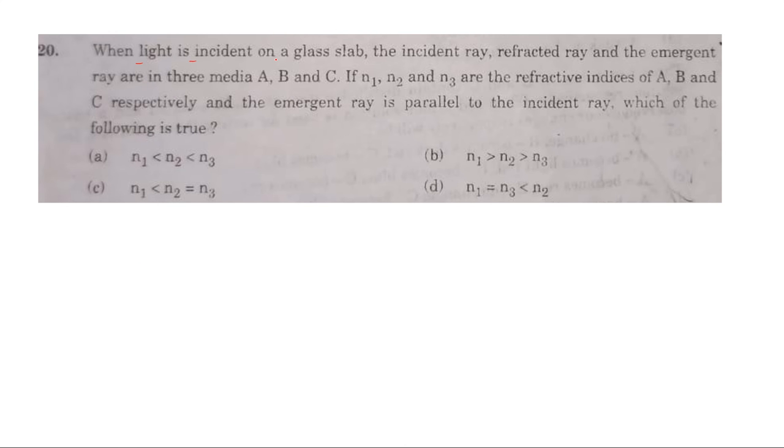When light is incident on a glass slab, the incident ray, refracted ray and the emergent ray are in three media A, B and C. If N1, N2 and N3 are the refractive indices of A, B and C respectively, and the emergent ray is parallel to the incident ray, which of the following is true? The fourth option is correct: N1 equal to N3 less than N2.